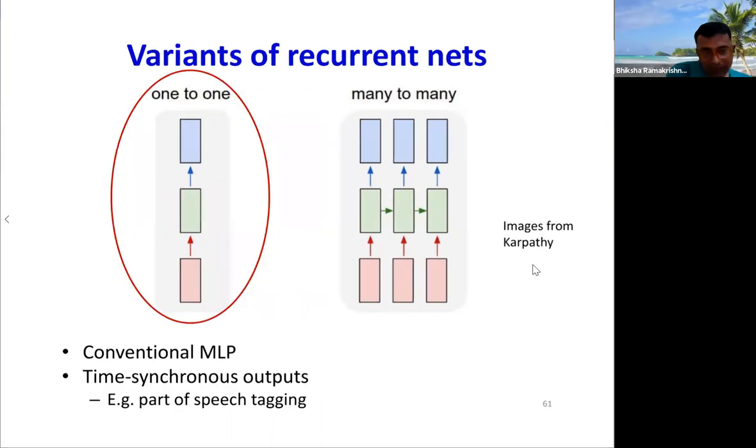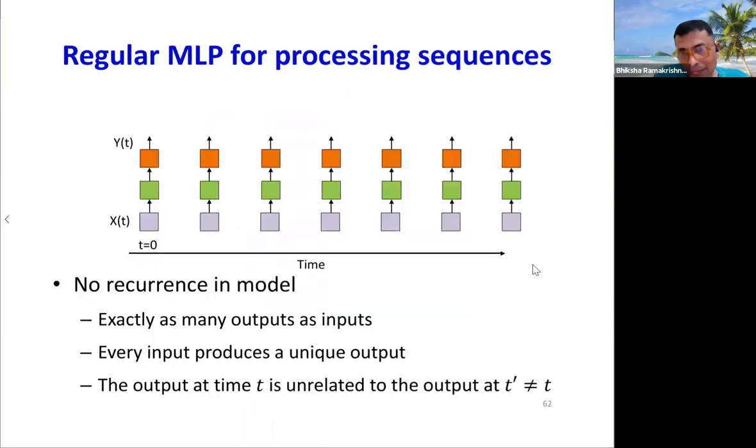Okay. So let's look at this simple model first. This is just a regular MLP. If I use it to analyze sequences, I'm just going to apply the same MLP repeatedly and independently to each input in the sequence and get an output for it. So there are going to be as many outputs as inputs. The analysis is time synchronous because the output is in exactly the same order as the input and one-to-one. But there's no real recurrence because the output over here has no dependence on these inputs or these outputs, right? So there's no connection across time instances. So there's no recurrence.